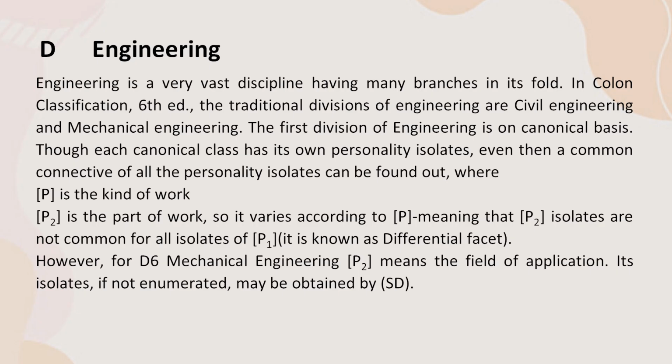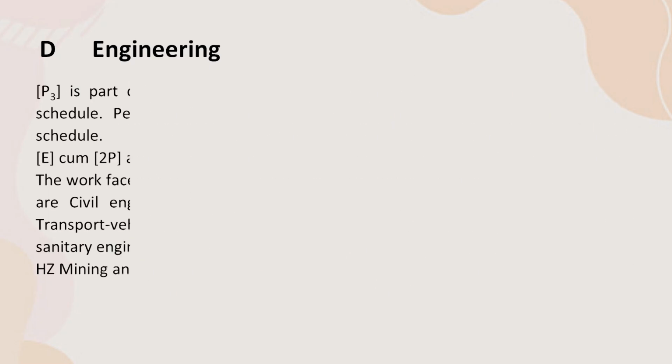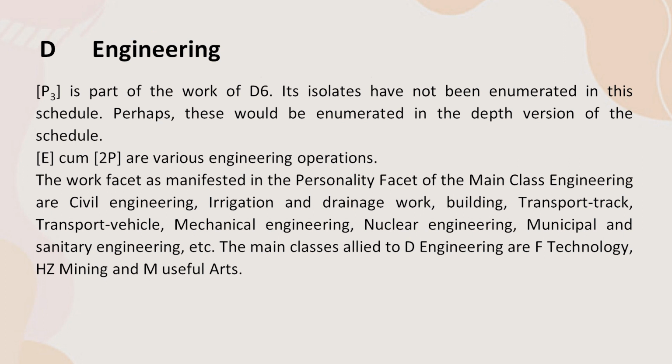However, for D6 mechanical engineering, P2 means the field of application. Its isolate, if not enumerated, may be obtained by subject device. P3 is the part of the work of D6 mechanical engineering. Its isolates have not been enumerated in this schedule. Perhaps these would be enumerated in the depth version of the schedule. The energy facet shows various engineering operations.